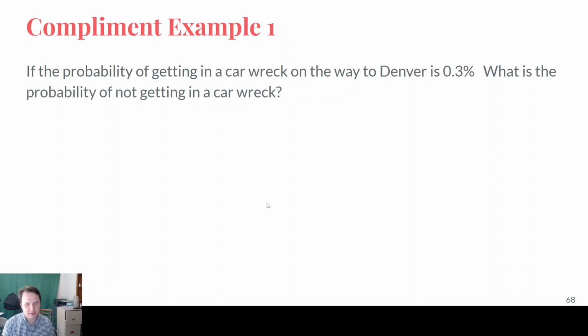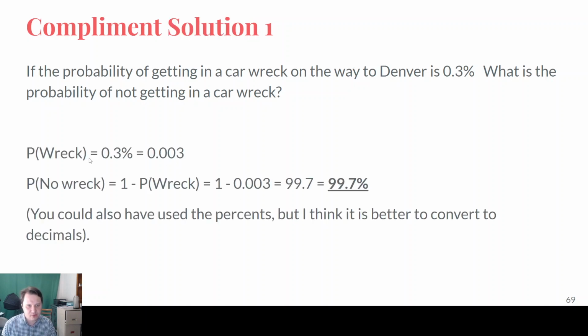So here is an example. If the probability of getting in a car wreck on the way to Denver is 0.3%, what's the probability of not getting in a car wreck? Remember, first we should always convert percentages to decimals before we do any math with them. So I'm going to convert the probability of getting in a wreck to 0.003 because that's 0.3%. You move the decimal 2 places and that gives us 0.003.